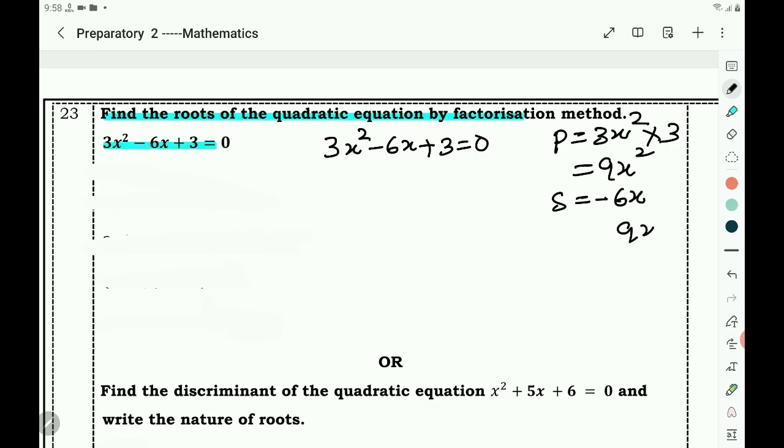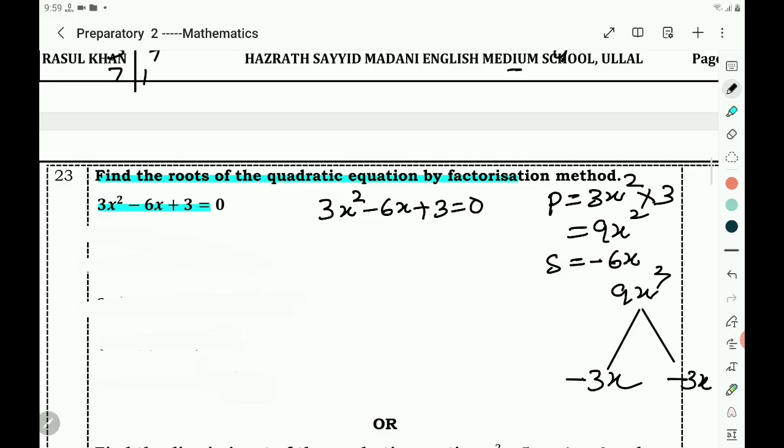Then you take 9x square. Here the product is having positive sign, so the factors are having the same sign, that is minus. Both of them are minus. The factors are minus 3x and minus 3x. Now you write 3x square minus 3x minus 3x plus 3 equals 0. Here minus 6x is written as minus 3x and minus 3x.